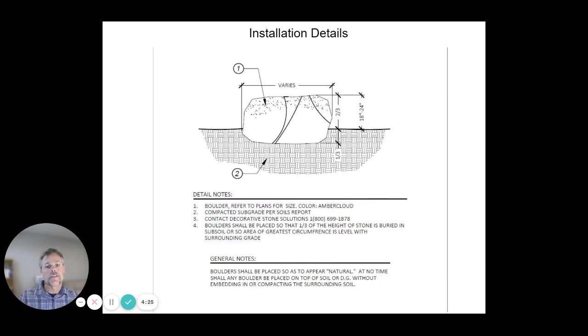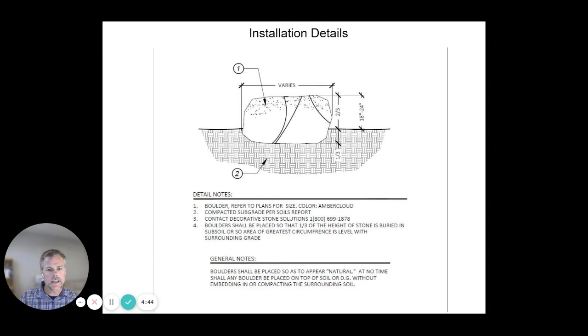Something very important to have in your office spec is that they should be called out to be buried 1/3 of the height of the stone or to the point of largest circumference, so they look like they were unearthed via natural erosion forces and not just dropped into place by a tractor bucket or fell out of the sky.